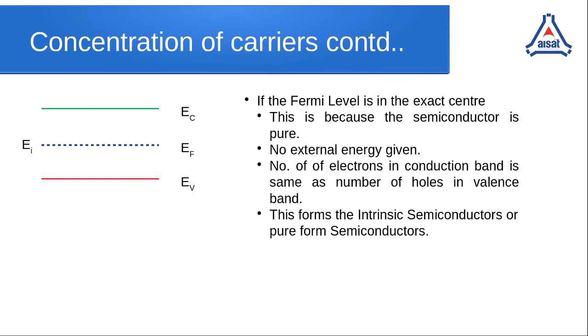So based upon the positioning of the Fermi level, what is Fermi level? The level where the probability of finding electrons is 50% or 1 by 2. If the Fermi level is in the upper half, the semiconductor is N-type. If it is in the lower half, it is P-type semiconductor. And if it is at the exact center, then it is intrinsic semiconductor.